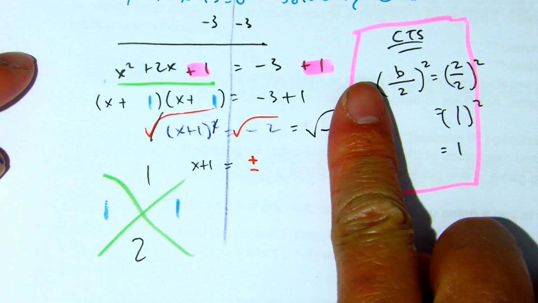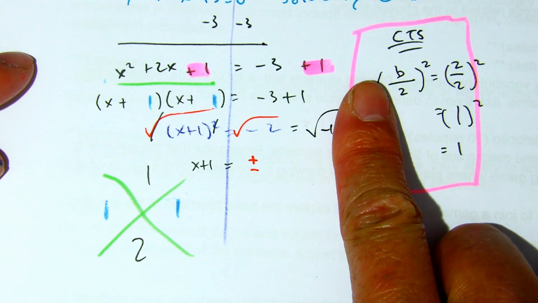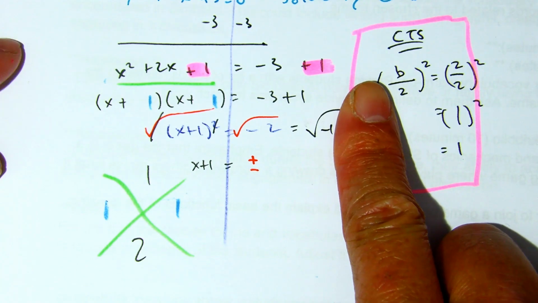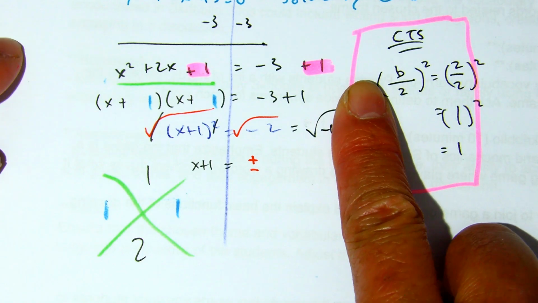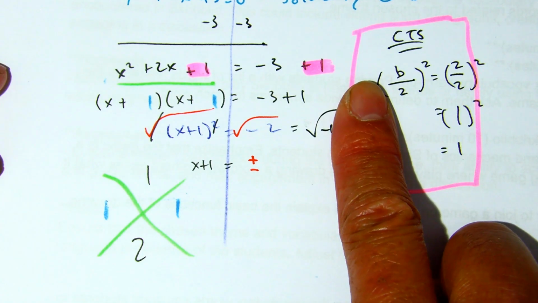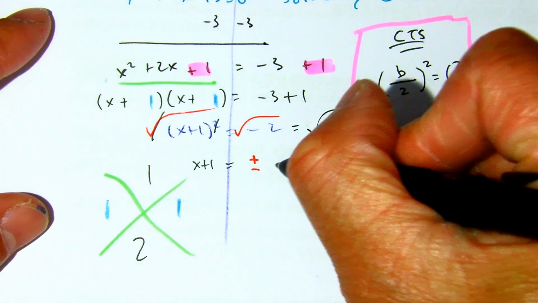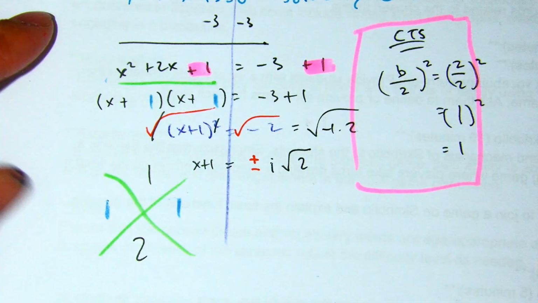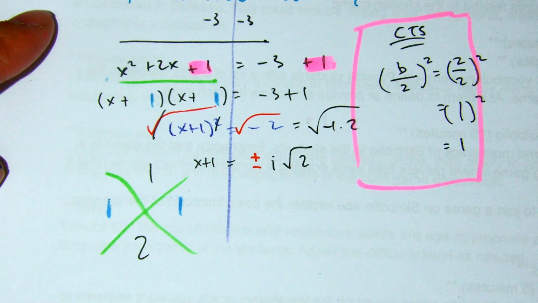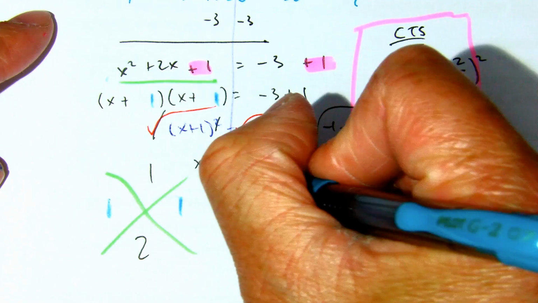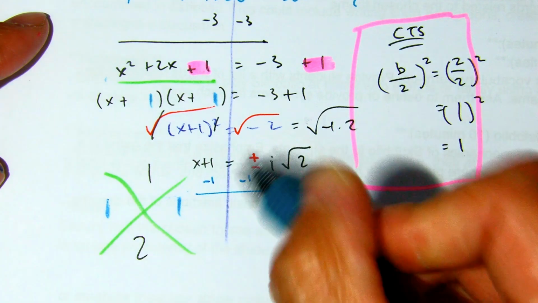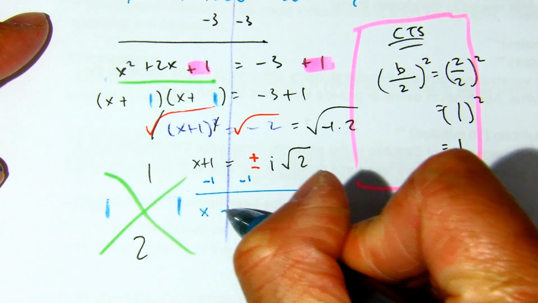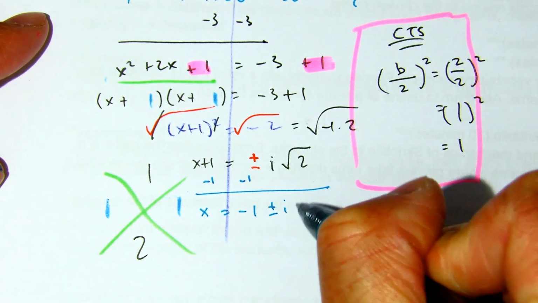Class, square root of negative 1 is? Hello? Might have to poke your eye out, give you a patch. I radical 2. Okay, if you subtract 1, you put it to the left of the plus or minus. Negative 1 plus or minus I radical 2 is your answer.